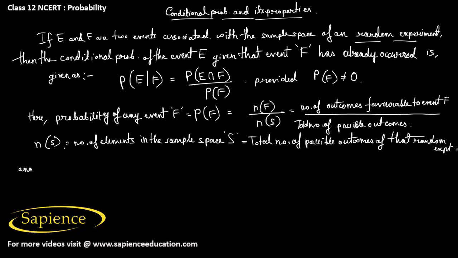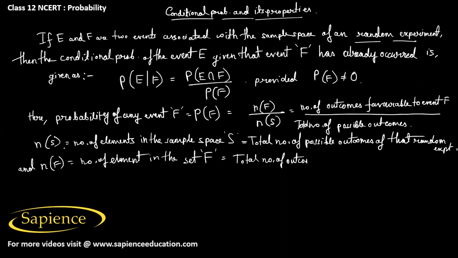And that N of F means it is the number of elements in the set F. Set F is the event set which is F. It is also equal to the total number of outcomes which are favorable to the event F.